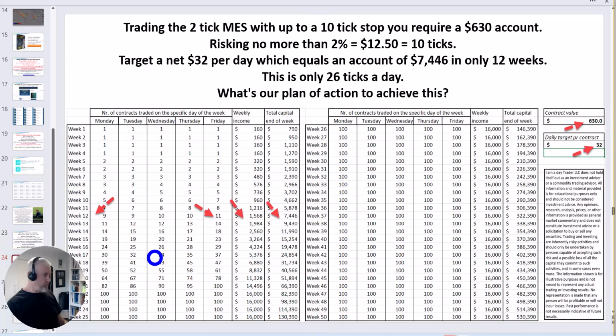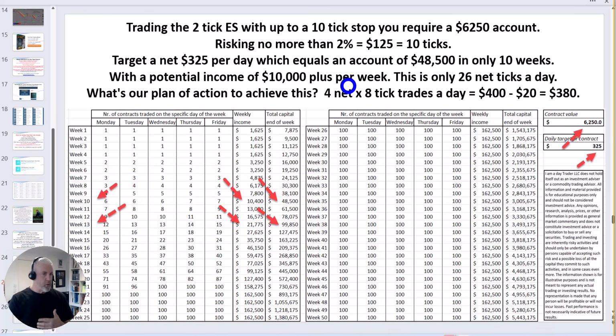And let me go to this. On $32 a day, if you've got a $630 account, within 12 weeks potentially you've got the money there for 7,400 to roll over. Now all you need is 26 ticks a day. I'm going to show you how to do this in a moment, so stay with me. This is important: you need a solid foundation and you must approach it with a solid trading plan.